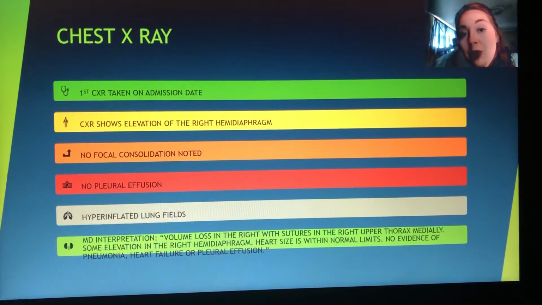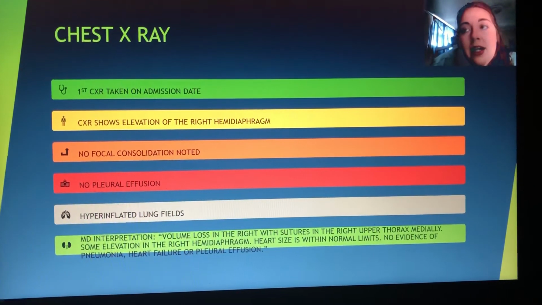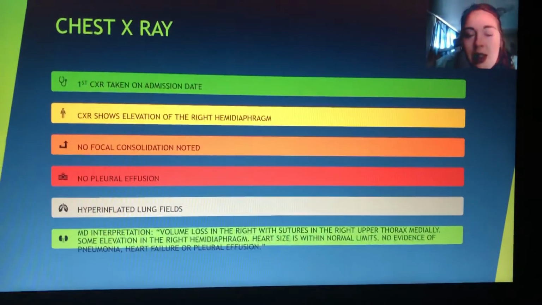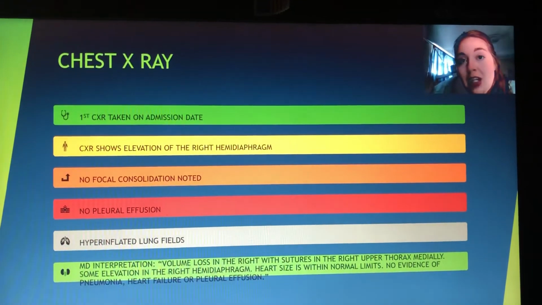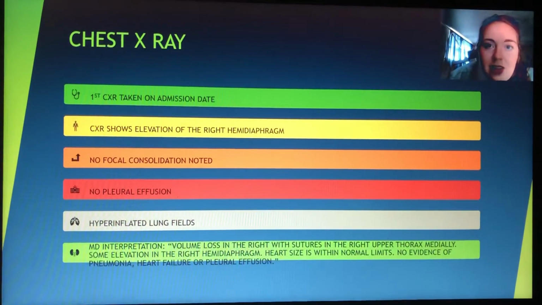I didn't include a picture of the chest x-ray because I was concerned that that may be a violation of HIPAA, and I didn't want to contribute to that even if I removed the patient's name and information, so I just went ahead and left that out of this case study.